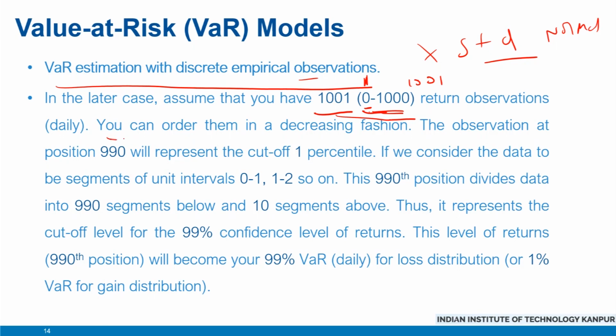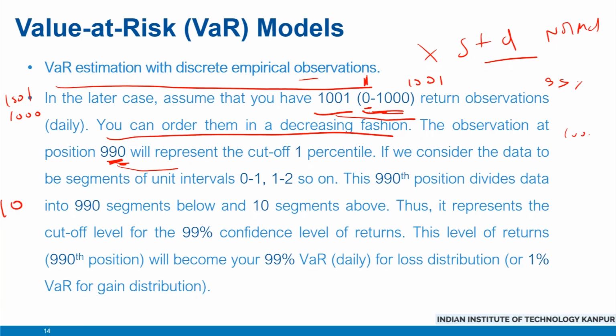The first thing you can do is order them in a decreasing fashion. So the maximum return is, let's say, observation number 1000, and the lowest return is observation number 0, or 1 to 1001. That you can also pick. In that case, the observation number 990 is a very important point here. Let's say I'm looking at the 99% cutoff or 99 percentile value. Then for observation number 990, you can think of the entire set as 1000 periods.